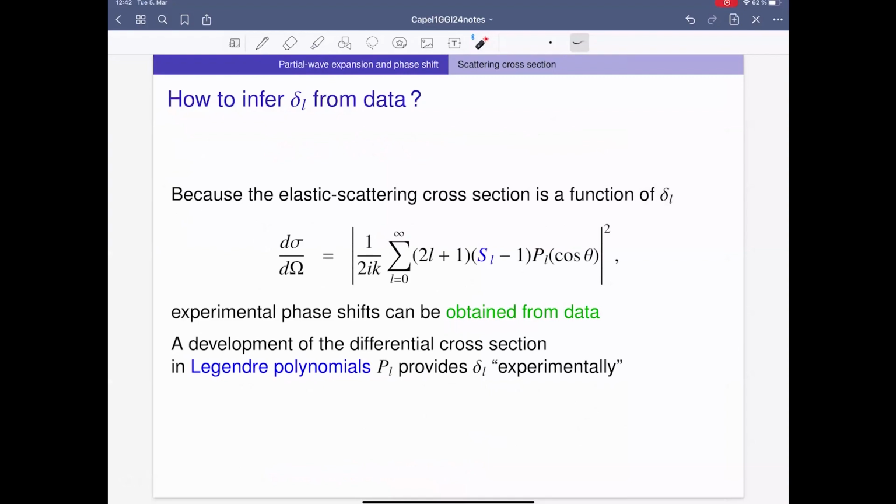And so the phase shift is not only something that you can compute. It's not just a purely theoretical value. I'm not sure you can call it an observable; we can debate that, but it's something that you can infer from the data. Your wave function can be expressed as a function of Legendre polynomials. If you expand your wave function on Legendre polynomials, you can get the experimental phase shift. So this is something that you can actually get.